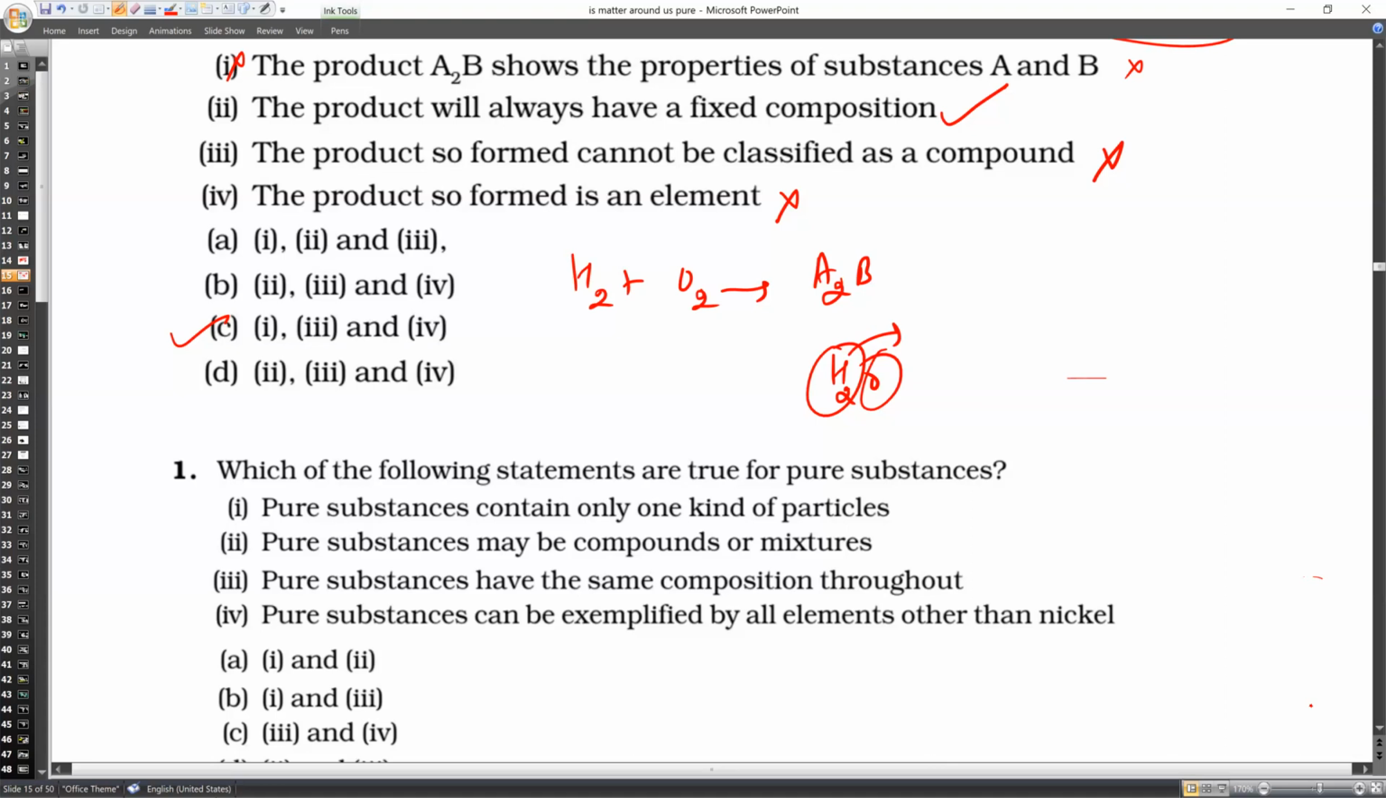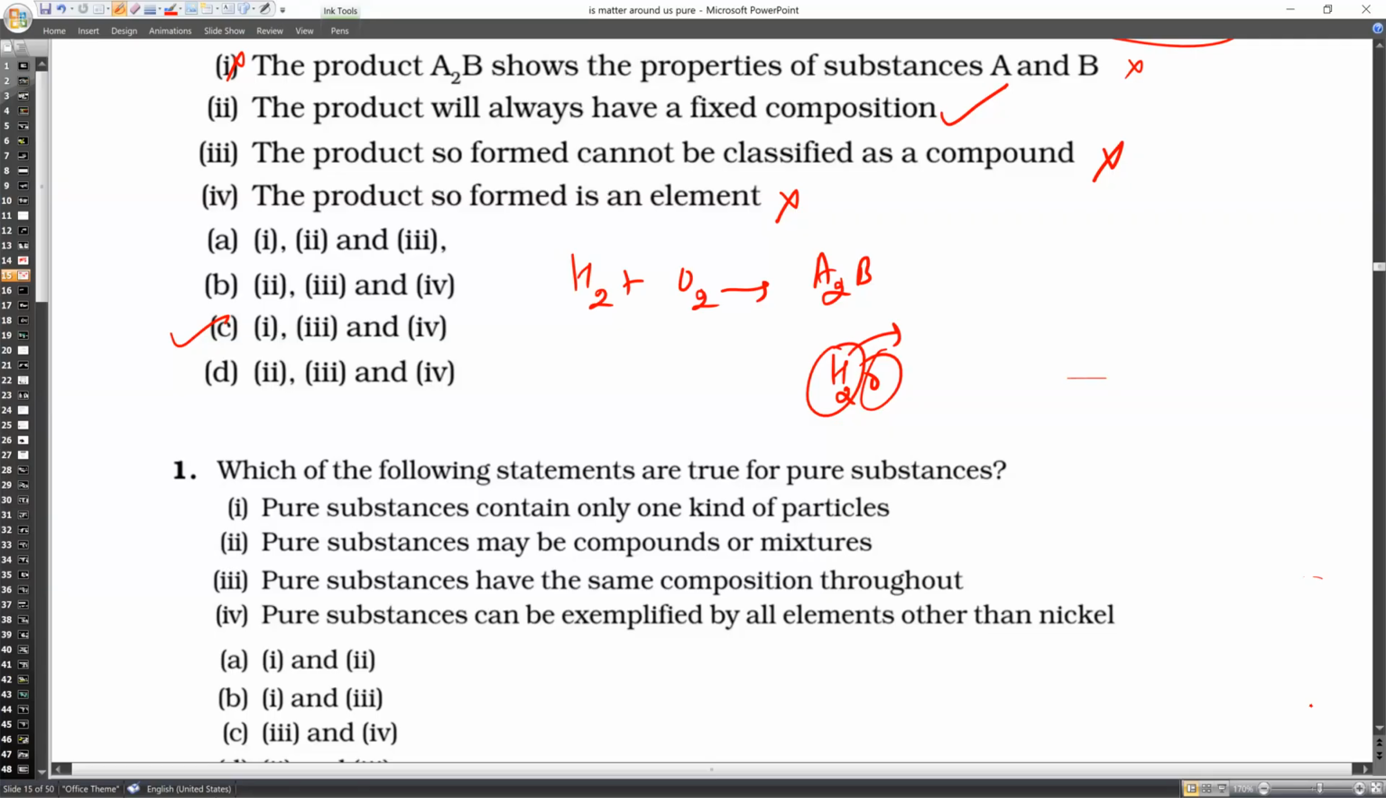Pure substance can be exemplified by all elements other than nickel. No, it is not so. Nickel is also an element. So why would we not be able to use nickel as an example? We can use the example of nickel. So pure substance can be exemplified by all elements other than nickel. No, nickel is also an element.